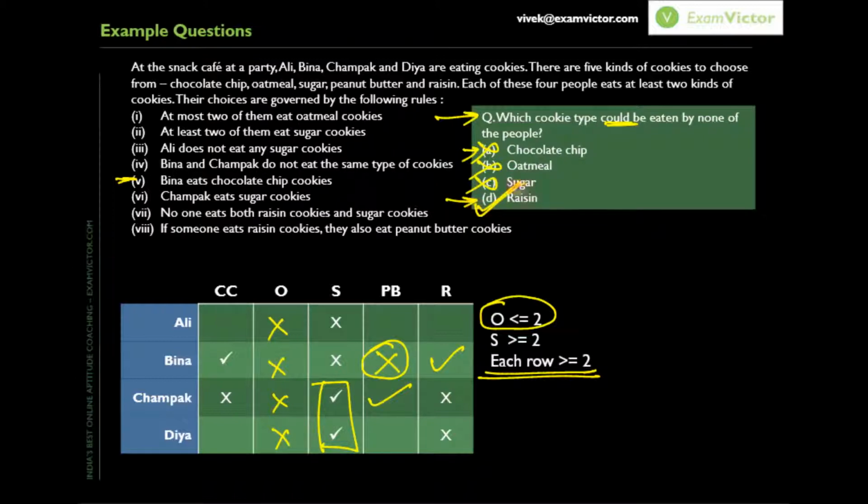The only option and the right option is option D, which is raisin. You could have all crosses in raisin and still that would fly. It is not breaking any rules. It's not disobeying any laws. So it's possible that nobody eats a raisin cookie.